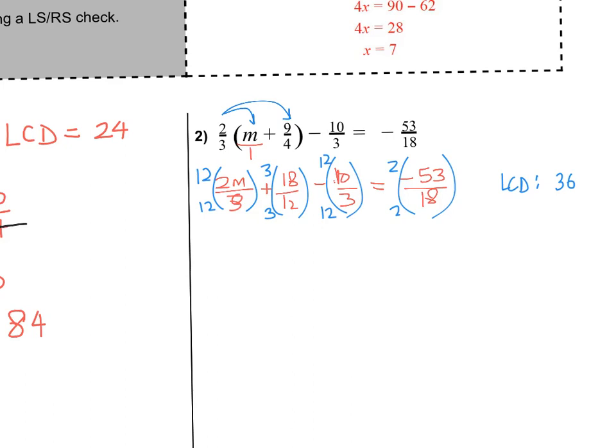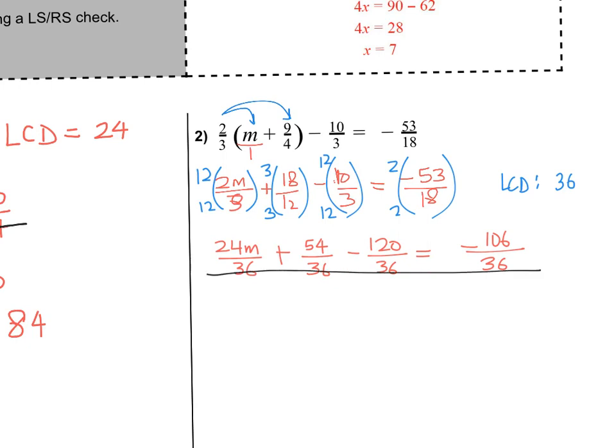So this turns into 24m over 36 plus 54 over 36 minus 120 over 36 equals negative 106 over 36. So all of these have the same denominator, so we can simply cross them out because it's the same on each side. Now we combine like terms. So this turns into 24m, 54 minus 120 will be negative 66, equals negative 106.